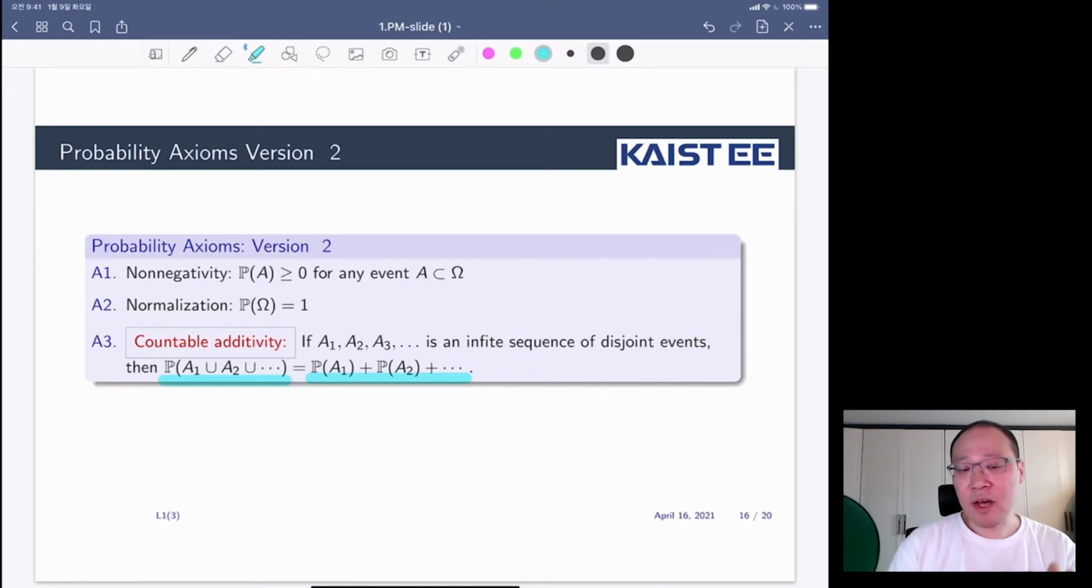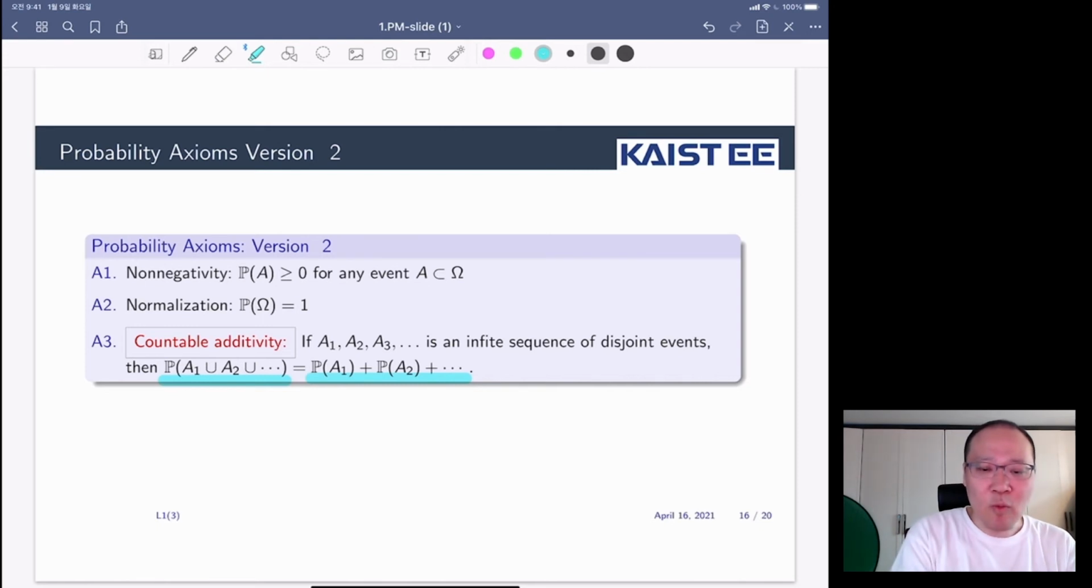And obviously this countable additivity includes finite additivity as a special case, right? Because up to the end point, we have some meaningful events, but after that, it's okay that we have an empty event. So it includes finite additivity as a special case. Essentially what we're doing is extending probability axiom version 1 into version 2, so that this countable additivity is satisfied.